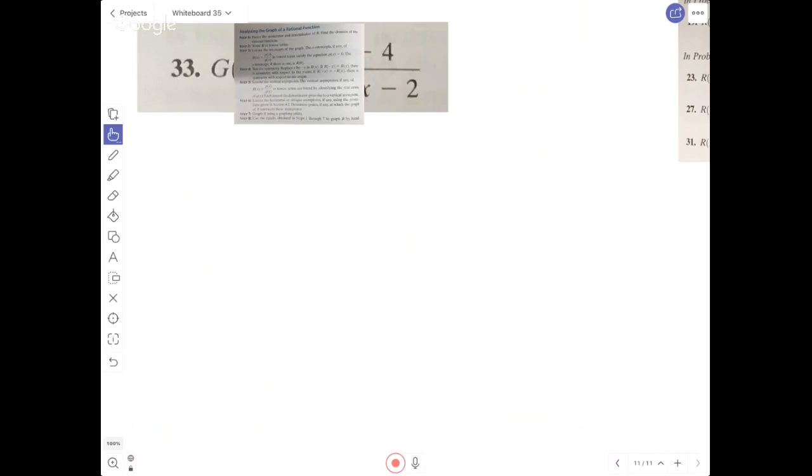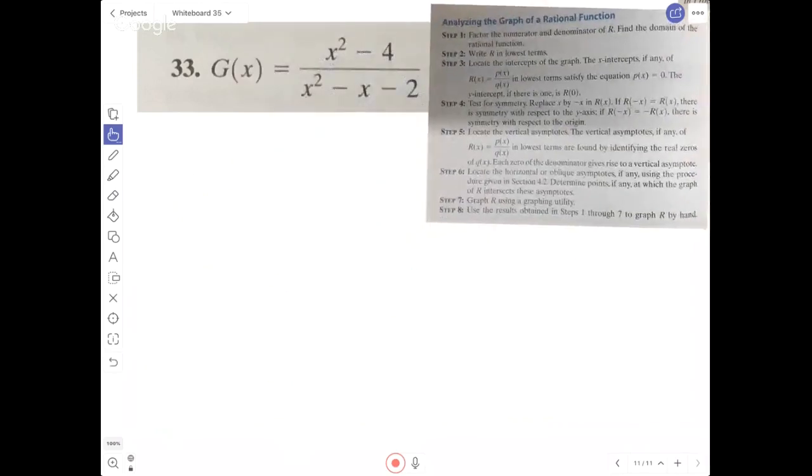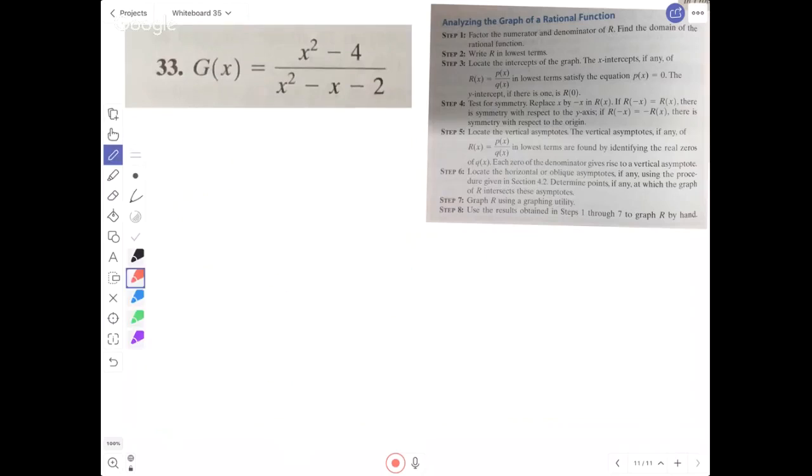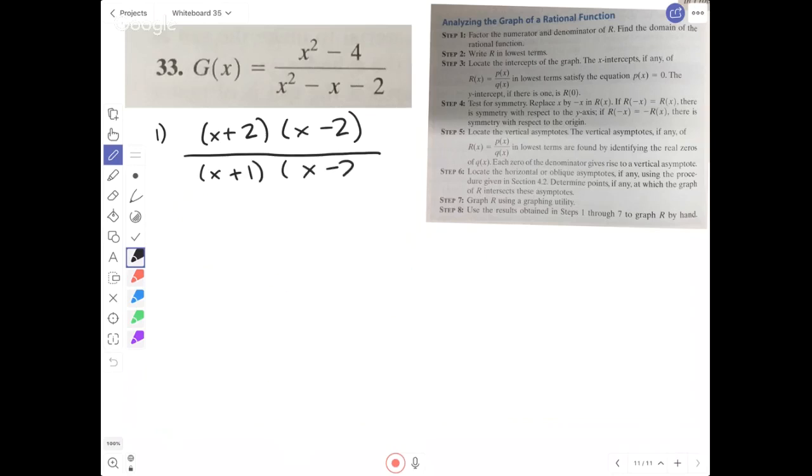Okay, so again, I'm using my 8 steps for rational functions. Step 1. Factor the numerator and the denominator. Find the domain of the rational function. So step 1. Let us factor. X squared minus 4 factors to x plus 2, x minus 2. X squared minus x minus 2 factors to x plus 1, x minus 2.